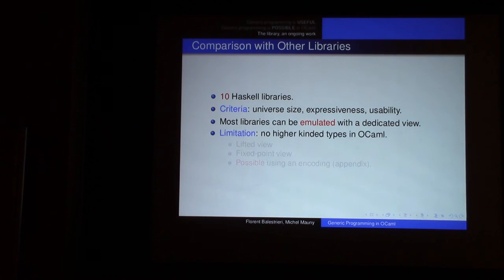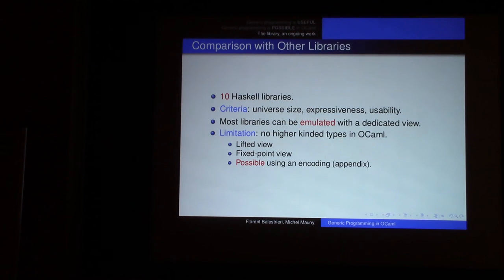And other than that, there are tons of Haskell libraries, and they can be compared. And if I compare my library with them, the main limitation is that there are no higher kinds in OCaml, so there are things that we cannot do very easily, like the lifted view and fixed point view. However, there's an encoding possible, which I experimented with. It's a bit ugly, but it's possible.